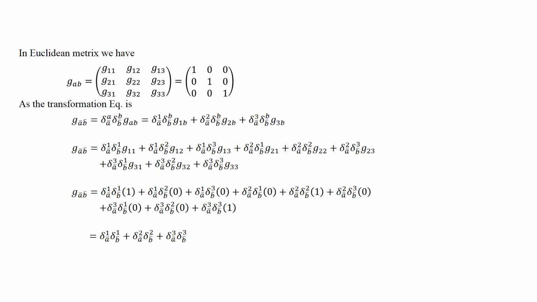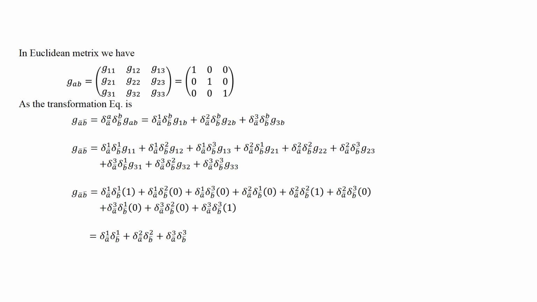Now for the second term, which is delta 2 A bar delta B bar G2B, it has three variations again. So in its variation with B, in the first term B is replaced with 1, in the second term it is replaced with 2, and in the third term it is replaced with 3. So three terms are derived from the second term, and similarly three terms we receive from the third term, and in total we have 9 terms.